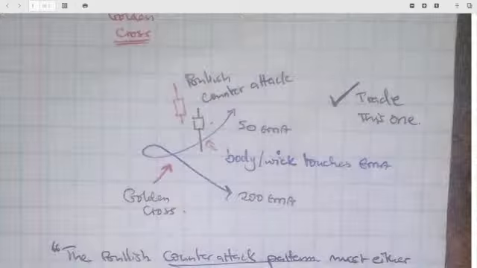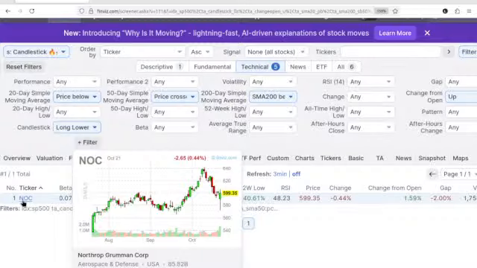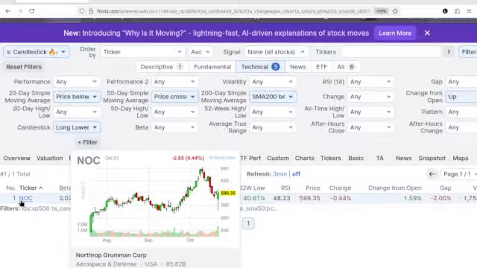So you come here now, you see you find something called NOC. Now this is the long lower shadow. So we only have one out of all those 8. We only have one for the Northrop Grumman, NOC. I think I need to write this down. I actually forget about these patterns. All right, let's check it out.